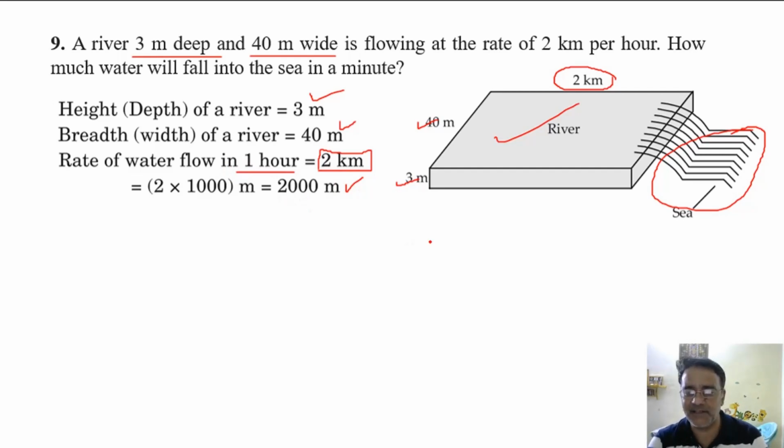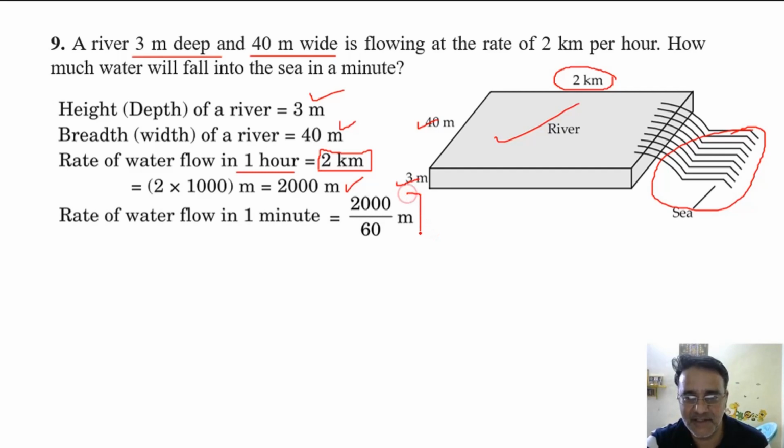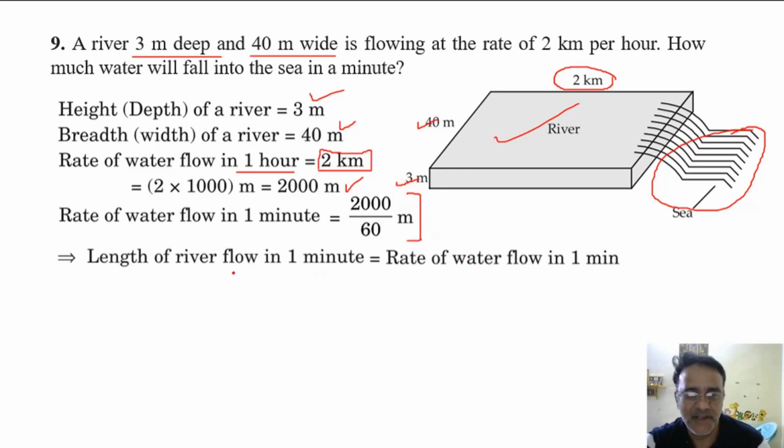What about in 1 minute? The rate of water flow in 1 hour is 2000. What will it be in 1 minute? 2000 by 60. Very good. 2000 by 60. This is clear? Okay. So now the length of river water in 1 minute will be equal to the rate of water flow in 1 minute, that is 2000 by 60.